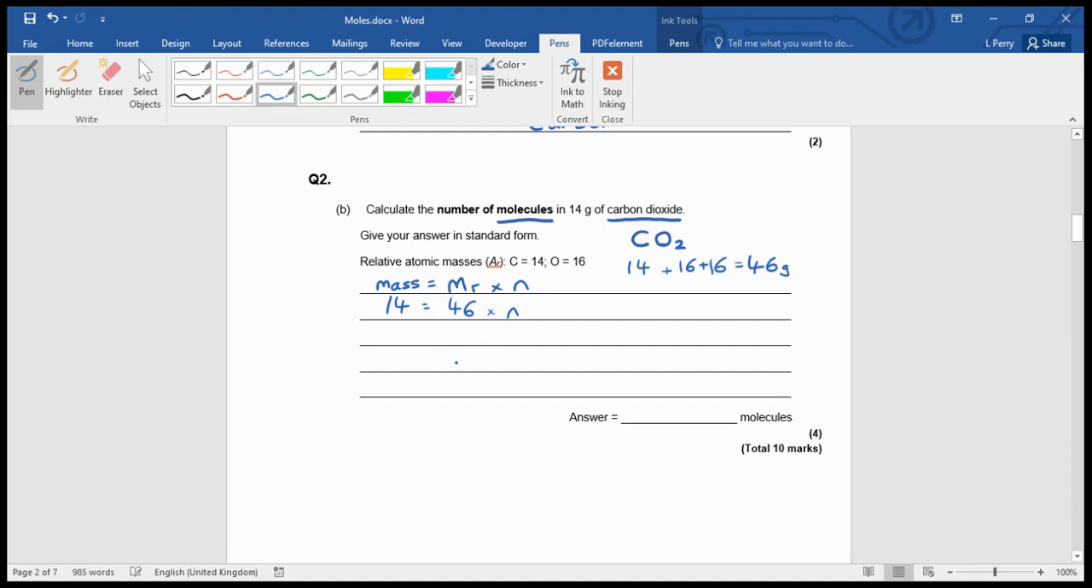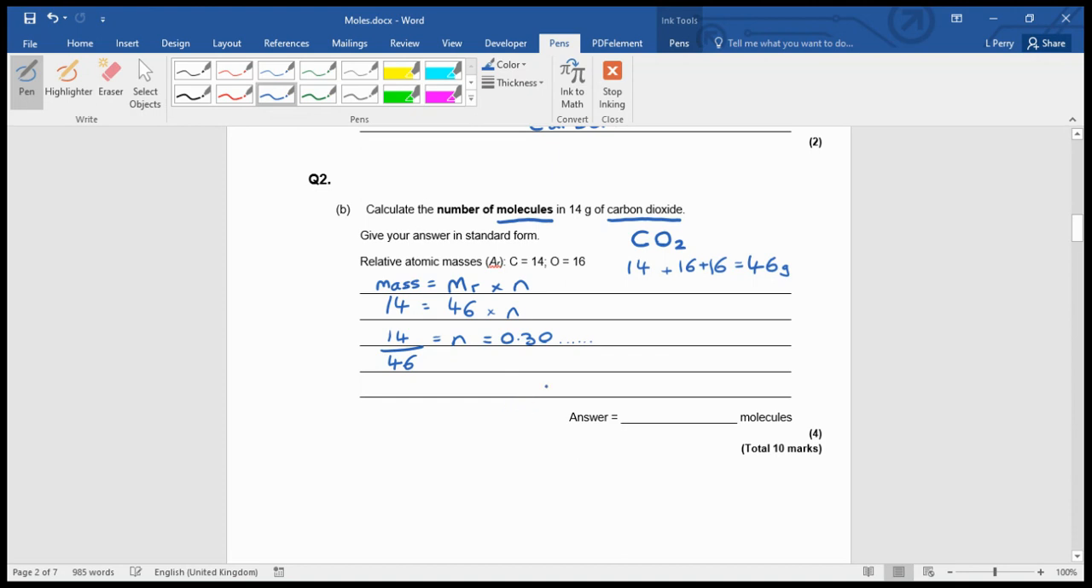Now I need to rearrange my equation. At the moment, n is times by 46. To get it on its own, I need to divide by 46. So I'm going to do 14 divide by 46 to get the number of moles. So typing that into my calculator, I get 0.30 and a load of other numbers. They've only given me two significant figures, so I'm going to do the same. Now that's the number of moles.